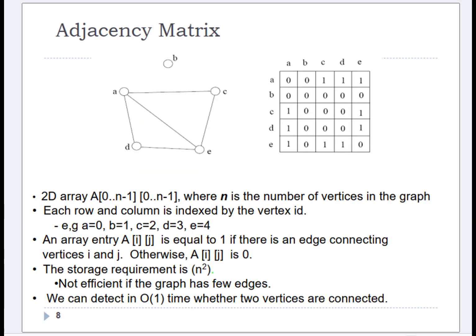7. Adjacency matrix. A 2D array A[0..n-1][0..n-1], where n is the number of vertices in the graph. Each row and column is indexed by the vertex ID, for example A equals 0, B equals 1, C equals 2, D equals 3, E equals 4. An array entry A[i][j] is equal to 1 if there is an edge connecting vertices i and j; otherwise, A[i][j] is 0. The storage requirement is n squared, which is not efficient if the graph has few edges. We can detect in O(1) time whether two vertices are connected.